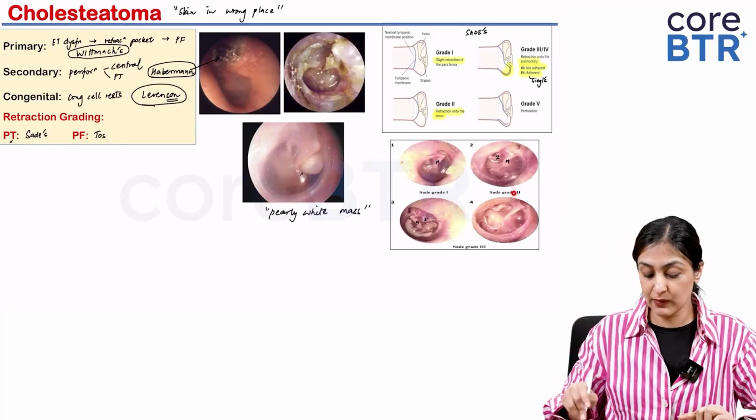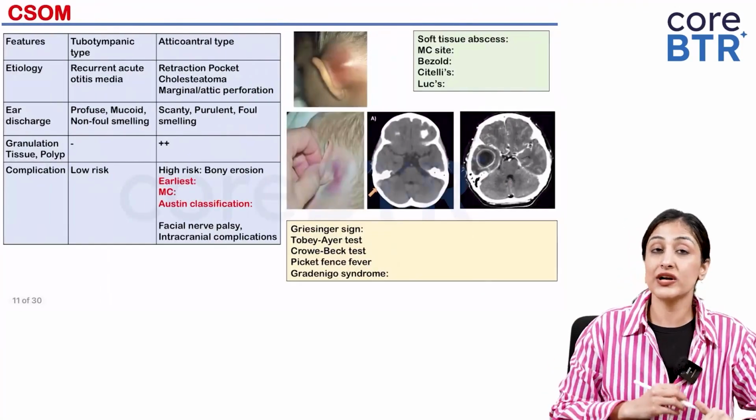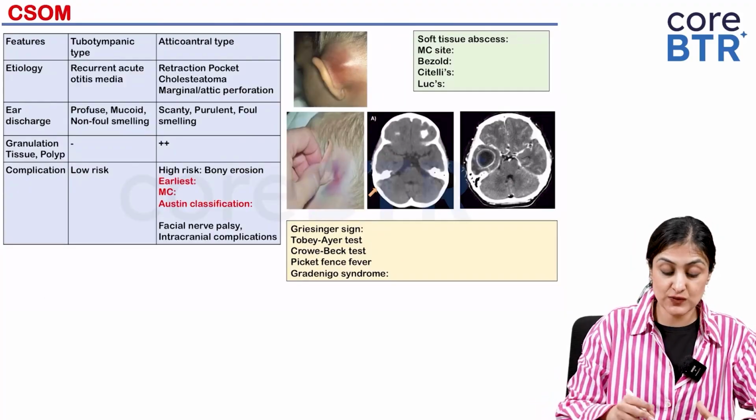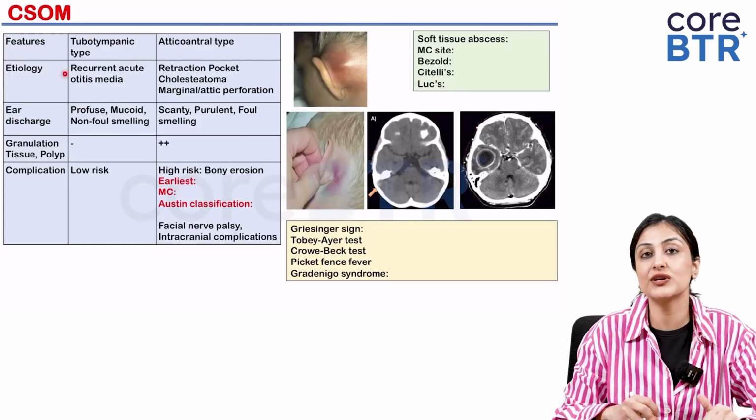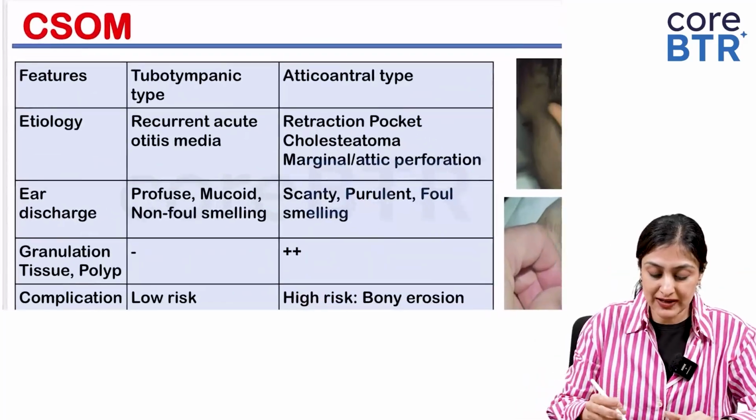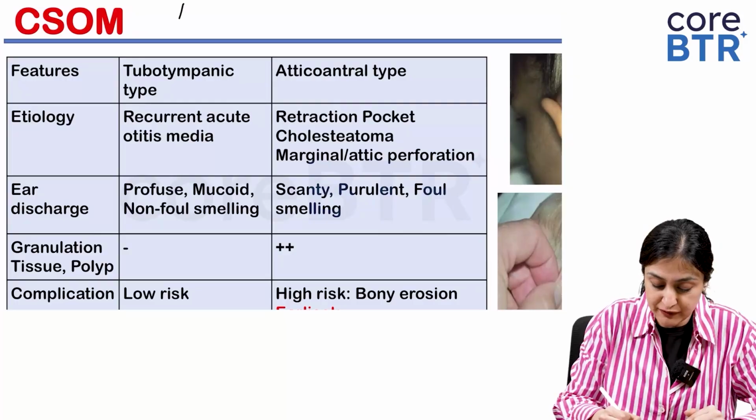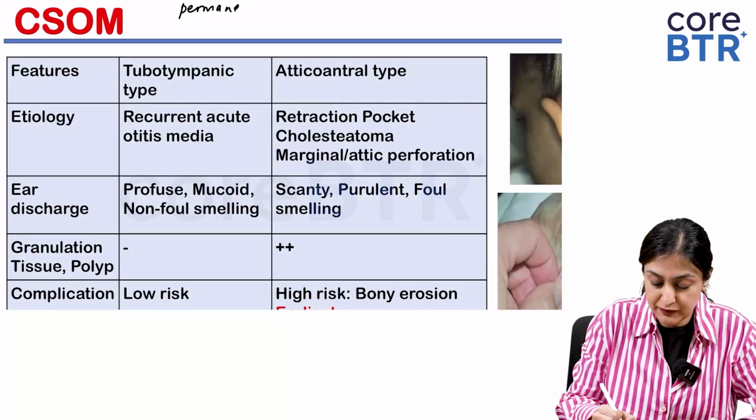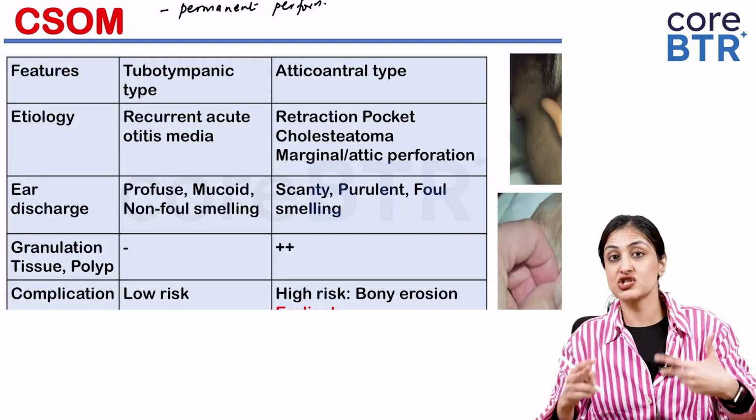Okay, so this is all about cholesteatoma. Now let's get into CSOM. What is CSOM? It is chronic suppurative otitis media. This is where we now have a permanent perforation, and there's going to be persistent discharge.